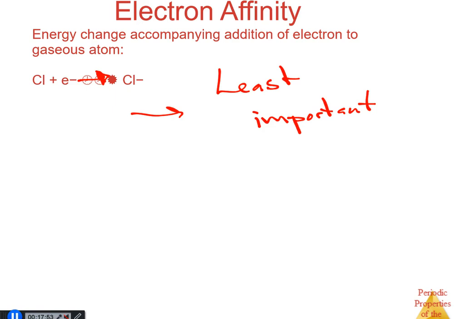It's the energy change accompanying addition of electrons to a gaseous atom. It's a weird sentence. Whatever. If you read that carefully, you might notice it's the exact opposite of something. It's the exact opposite of ionization. Ionization was the energy required to remove. Now this is defined as the energy that's going to be given off when you add an electron to an atom.